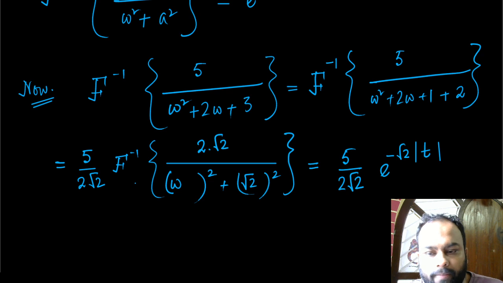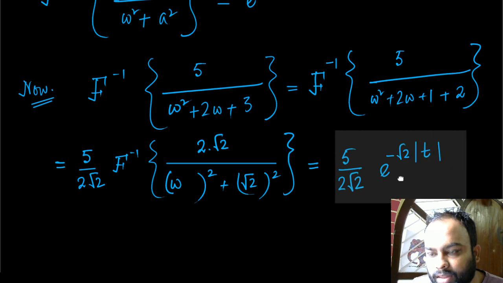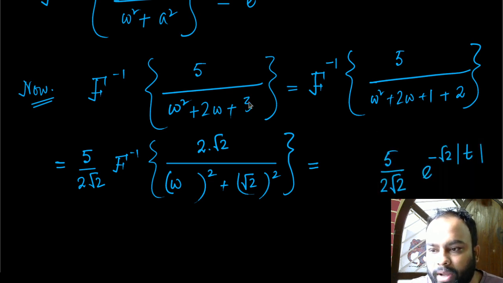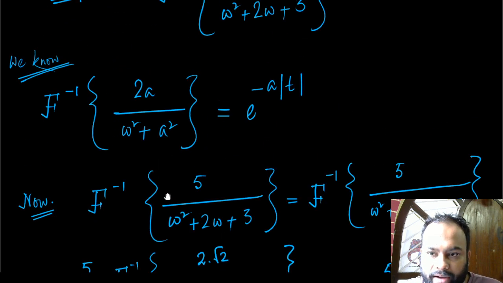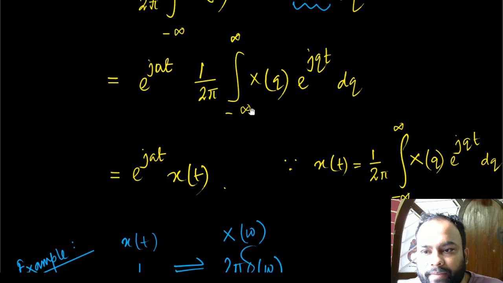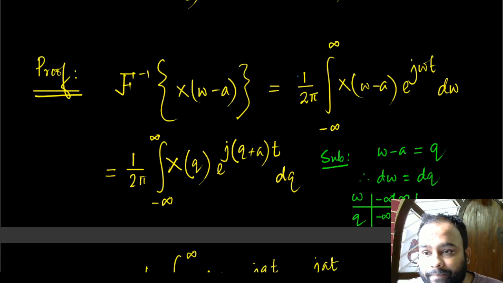This was omega, but this isn't omega, right? So since this isn't omega, this is a shifted version of omega. Instead of omega, I have omega plus 1 here. So I have to apply this property. Omega plus 1 means I have omega minus of minus 1. So this a in this particular example is minus 1.